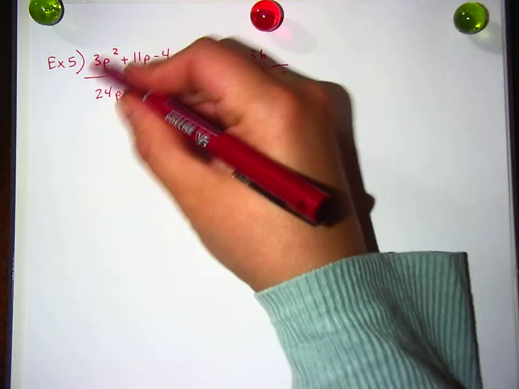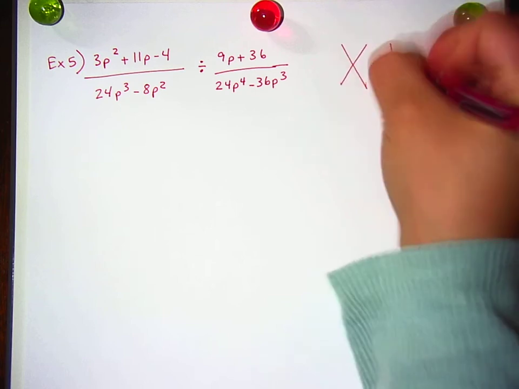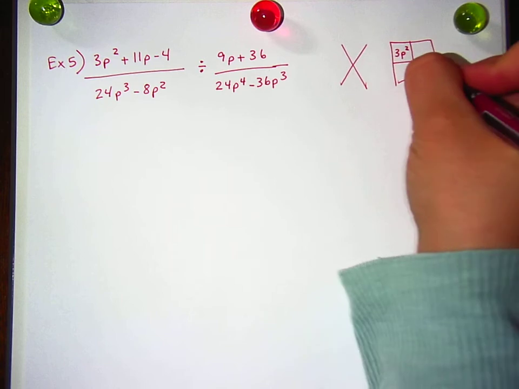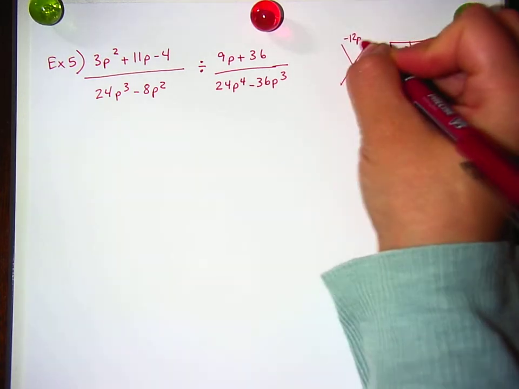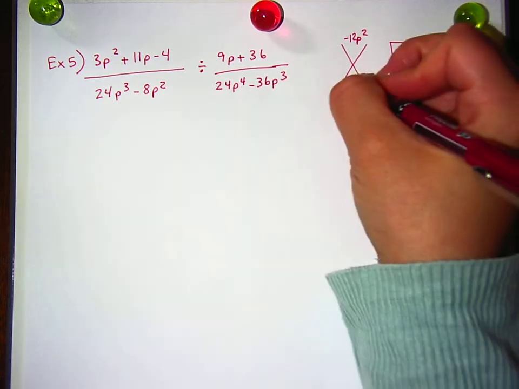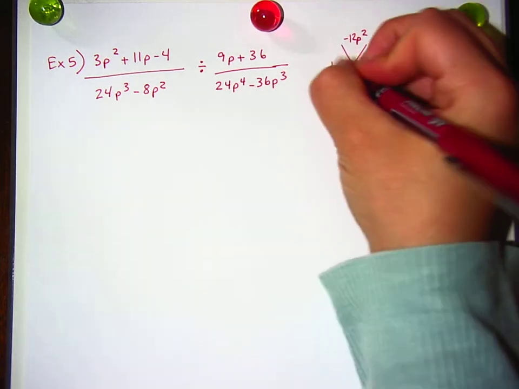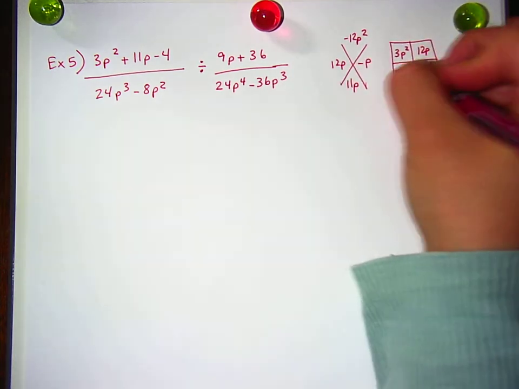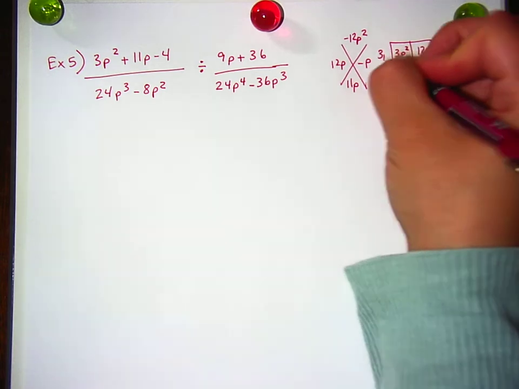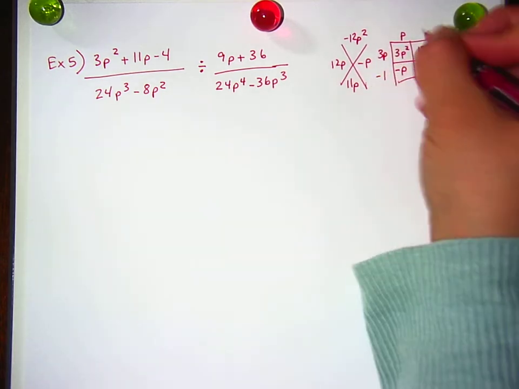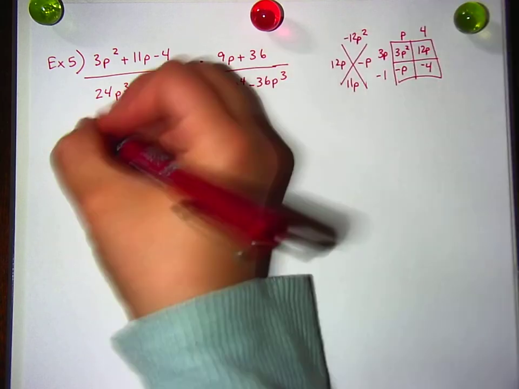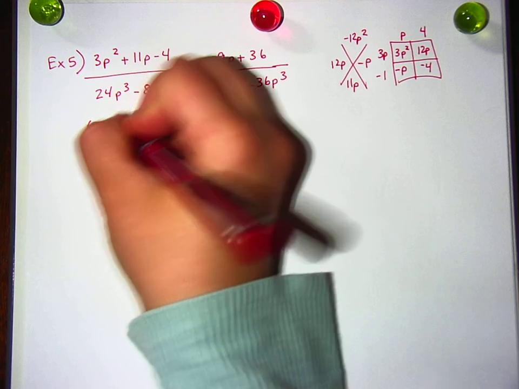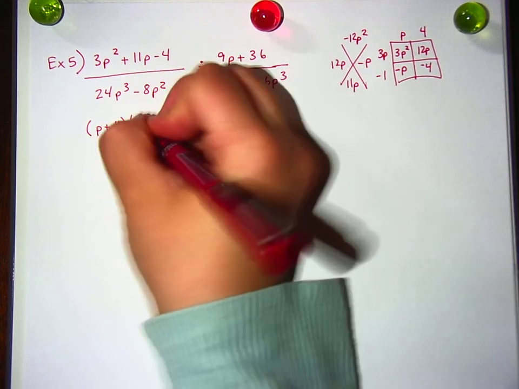Okay, so this top part is definitely an X box, so I'll do that here. Let's see, 3p squared and negative 4. This is negative 12p squared, and then on the bottom is 11p, 12p and p. Okay, pull out a 3p and a p, negative 1 and 4. So this basically boils down to p plus 4 times 3p minus 1.